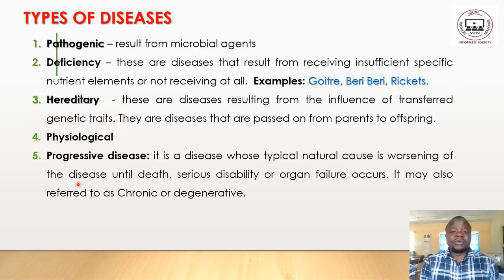continues affecting you until one dies. So it continues showing the symptoms until one dies. One can suffer for a long period of time until the time of death. So we call that disease progressive disease, or at times degenerative disease, or most of the times we like to call it a chronic disease, a disease that a person suffers continuously until he dies or passes on.